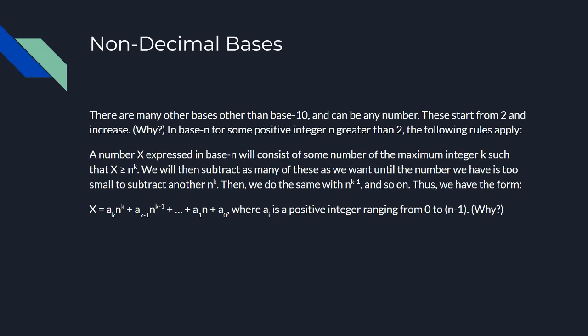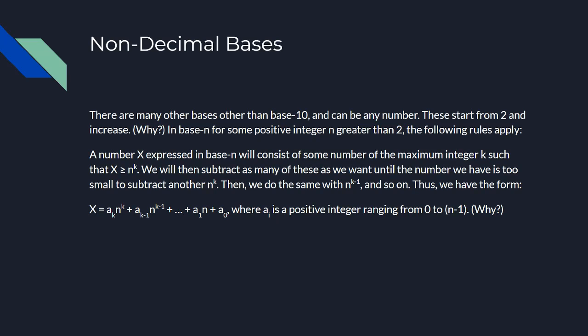So a number x expressed in base n will consist of some number of the maximum integer k, such that x is greater than or equal to n to the k, right? Because we don't want our n to the k to be larger than x. That just doesn't make sense, because then we would have to have negative digits. So we can subtract as many of these as we want until the number we have is too small to subtract another n to the k. And then we do the same with n to the k minus 1, and so on.